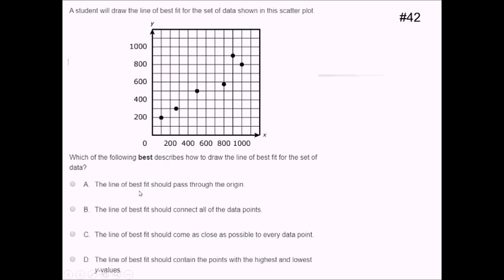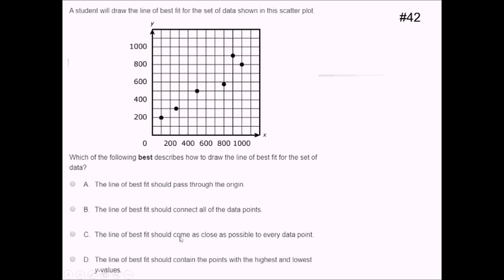So let's look at each of these. Line of best fit should pass through the origin. Nope, that's not what the definition of a line of best fit is. It doesn't have to go through the origin. It doesn't have to go through any particular point. It certainly doesn't need to connect all the data points, and it wouldn't unless all the data points were perfectly linear. Line of best fit should come as close as possible to every data point.